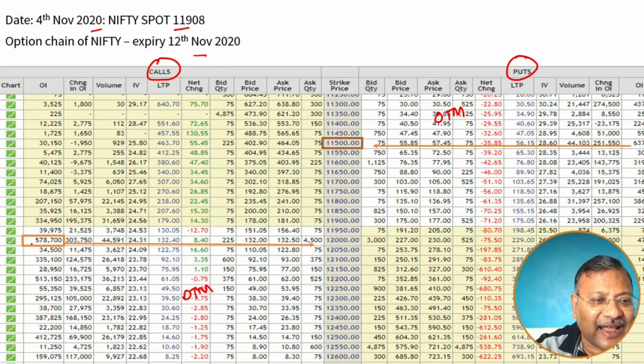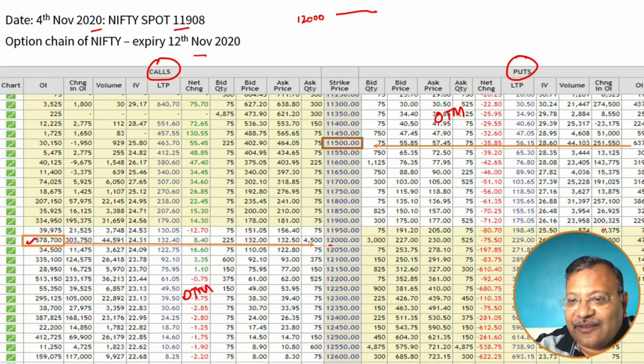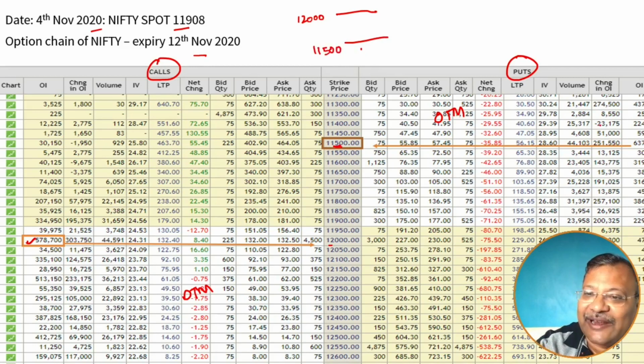Now let's look at where the open interest is the highest. As far as calls are concerned, in the OTM section, the highest open interest is here, that is 5,78,700. That indicates a resistance level of 12,000. Similarly, if you look at the OTM section of puts, you'll find that the highest open interest is at a strike price of 11,500. This gives us the support level of 11,500. So by looking at the open interest, we are able to identify where the support and the resistance levels are.